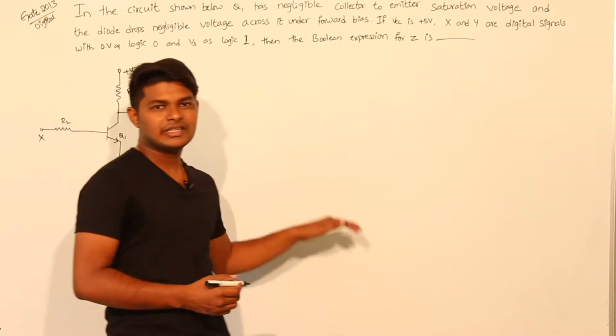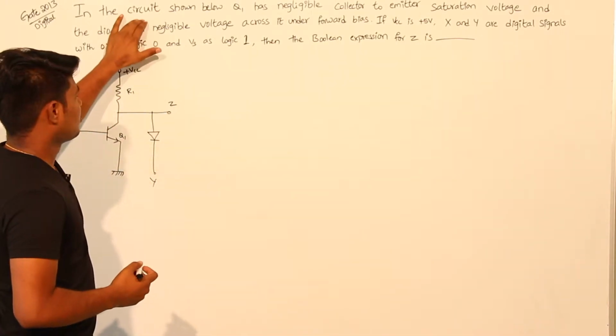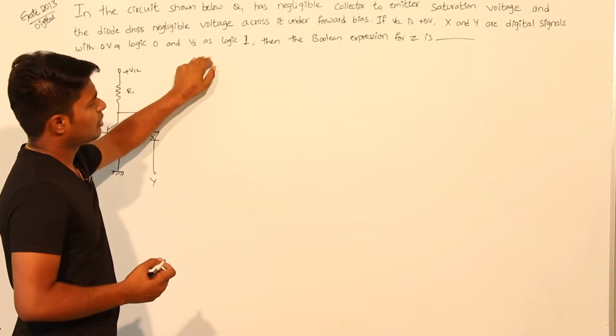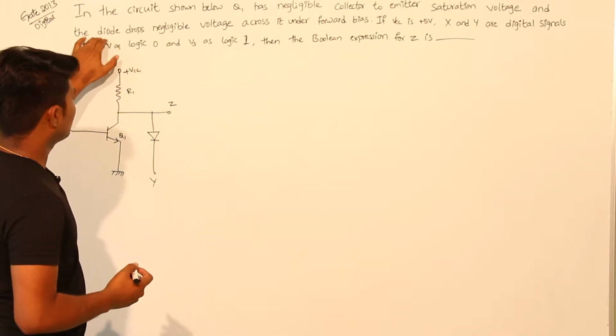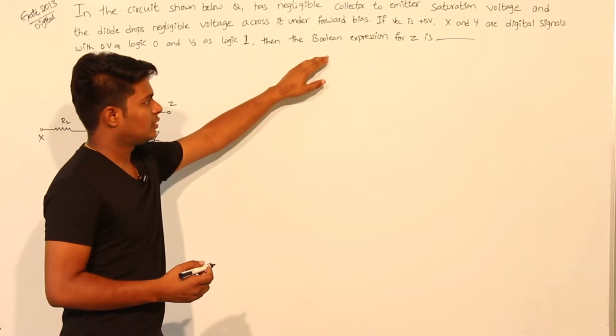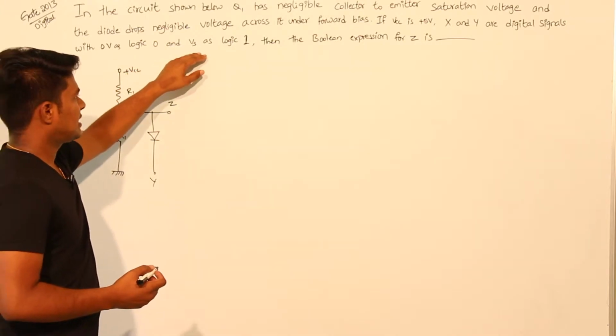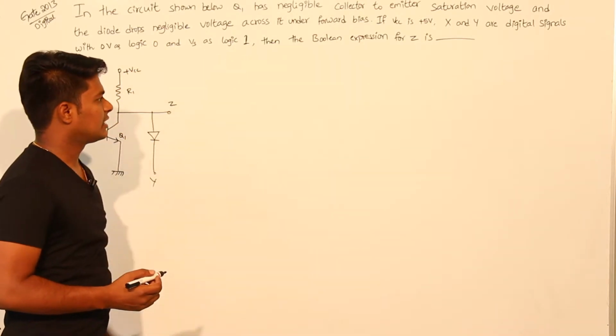Let's see this question. This question was asked in GATE 2013 in the subject Digital. In the circuit shown below, Q1 has negligible collector to emitter saturation voltage and the diode drops negligible voltage across it when it is in forward bias. If VCC is plus 5 volts, X and Y are digital signals with 0 volts as logic 0 and 5 volts as logic 1. The Boolean expression for Z is given.